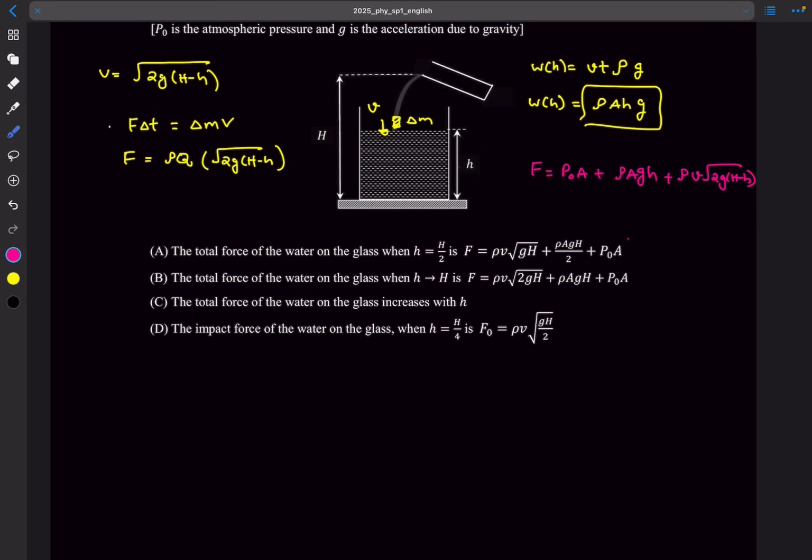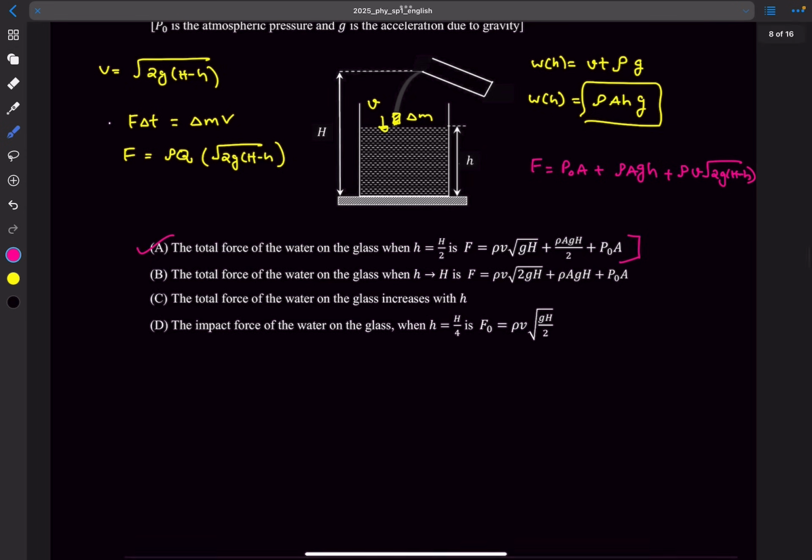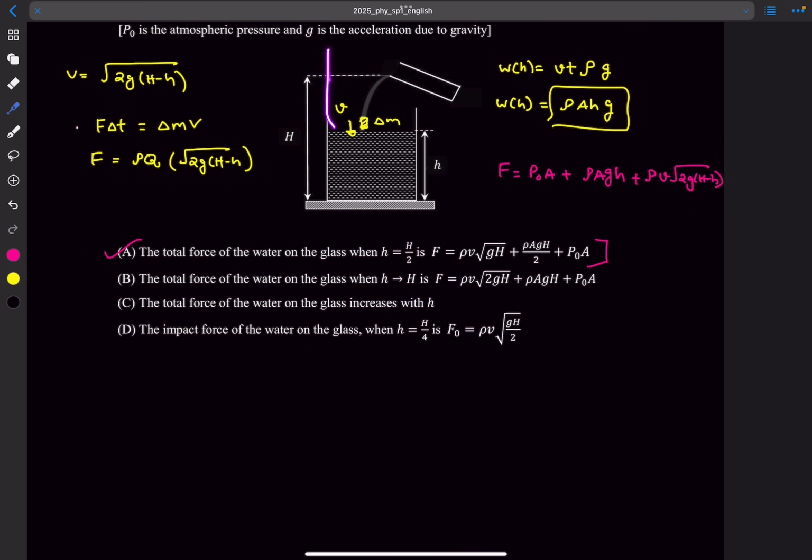So when h equals capital H by 2, I guess this becomes the answer. So yeah, option A would be correct. And when h tends to capital H, that is basically the height reaches pretty close to the point where the fluid is exiting the beaker, of course there won't be an impact force because the fluid does not get enough time to gain speed. So there won't be any impulse force in this case. So option B is wrong.